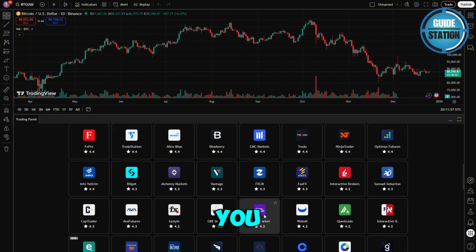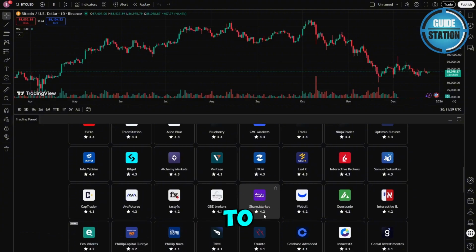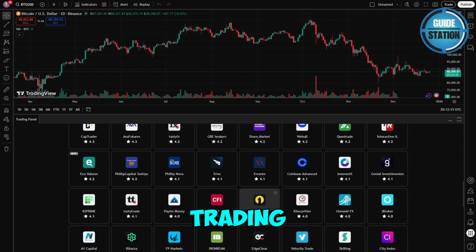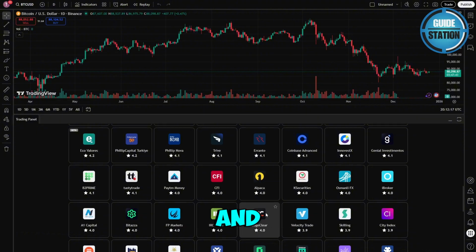The reason is that you don't need to connect Take Profit Trader to TradingView. Take Profit Trader already uses TradingView by default. That means when you log into your Take Profit Trader dashboard, the charts you're using are already powered by TradingView. You get full access to TradingView's charting tools, indicators, and technical analysis features directly inside your Take Profit Trader account.